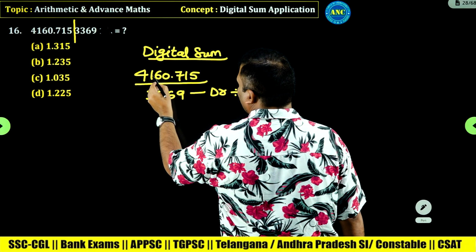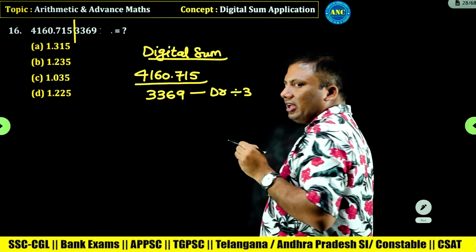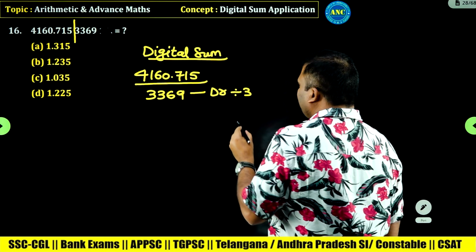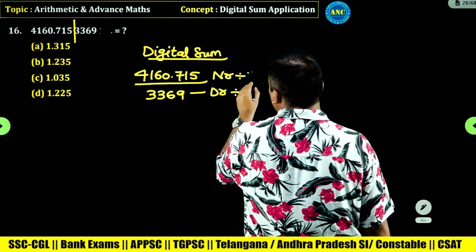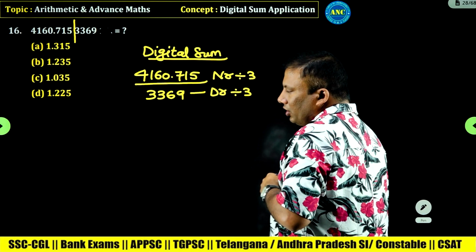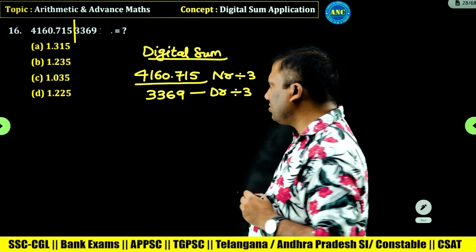Numerator: 4 plus 1 is 5, 5 plus 6 is 11, 11 plus 7 is 18, 18 plus 1 is 19, 19 plus 5 is 24. The numerator is also divisible by 3. The numerator is divisible by 3, and the denominator is also divisible by 3.